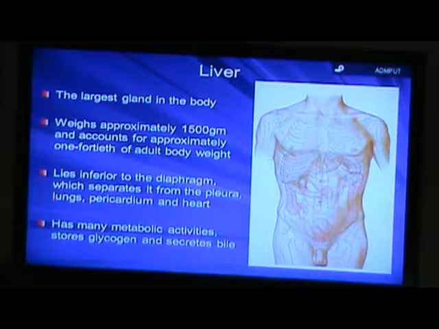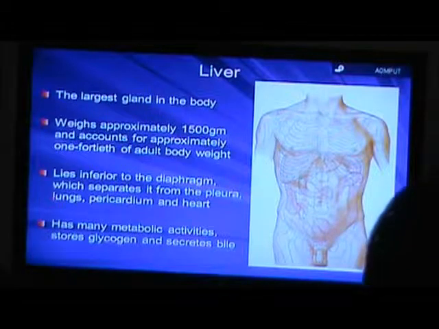The next organ in our body is the liver. Liver is the largest gland in the body. Weighs approximately 1,500 grams and accounts for approximately 1/4 of adult body weight. Lies inferior to the diaphragm, which separates it from the pleura, lungs, pericardium, and heart. Liver has many metabolic activities, stores glycogen and secretes bile.